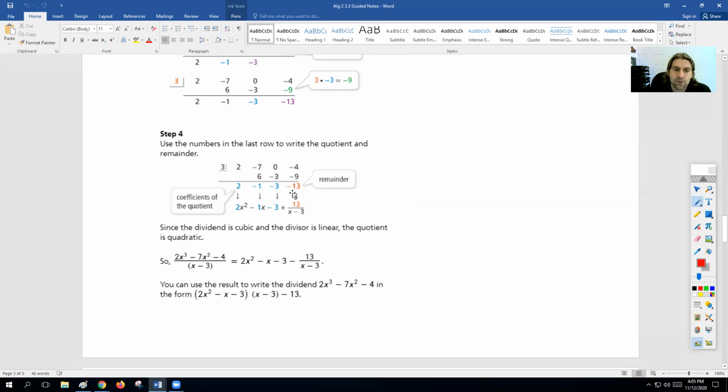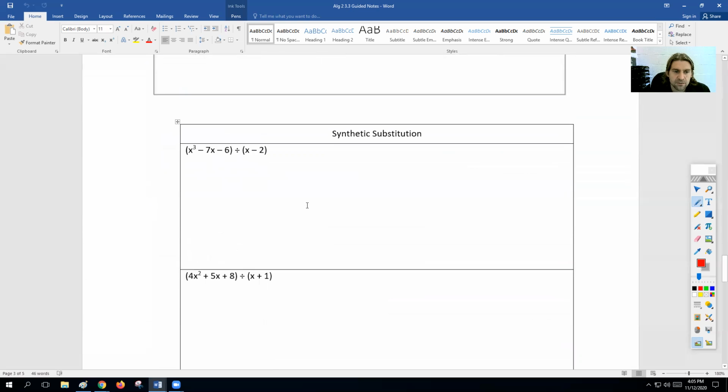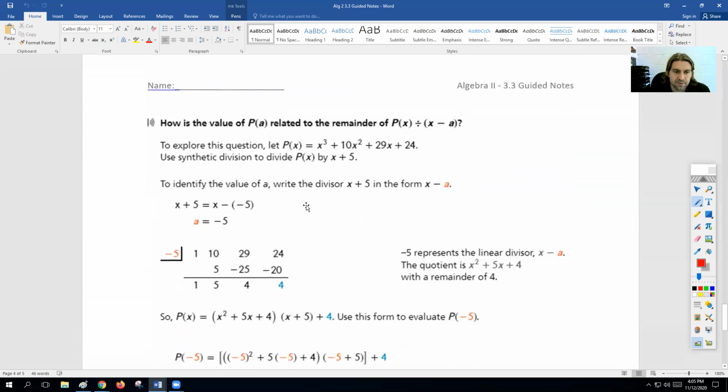Eventually, we're going to be looking to see what would make this remainder equal to 0, and those are going to be things we look out for. But if it ever is a number here, we just write it like how we write any remainder, as that number over something. That should actually be negative 13 over x minus 3. Okay. So let's go through these problems here. I got a couple examples.